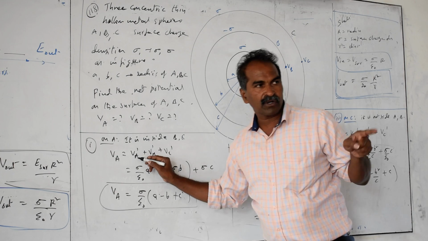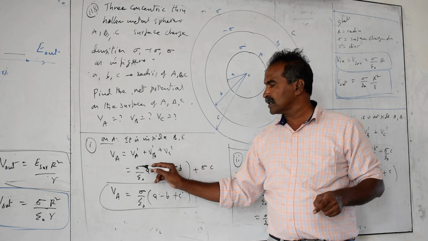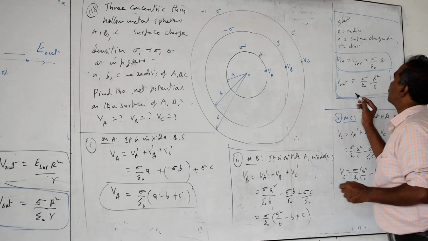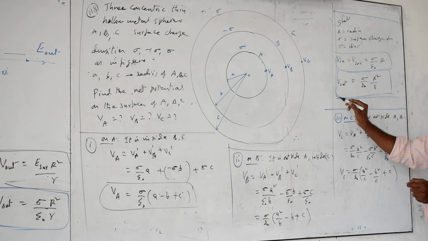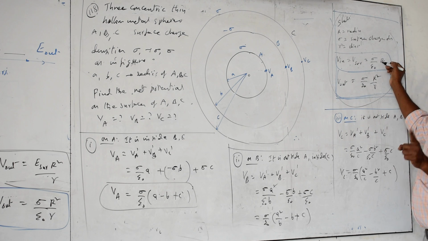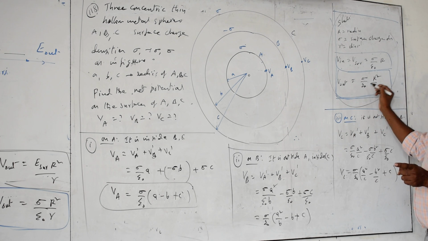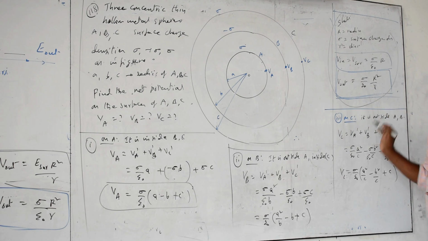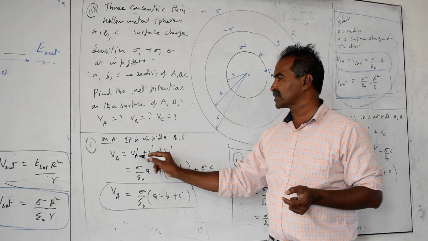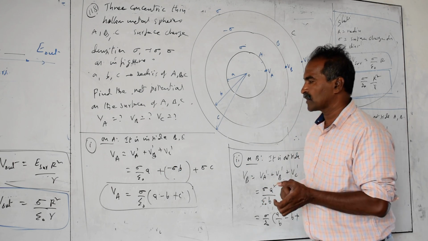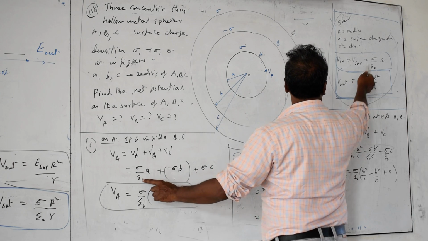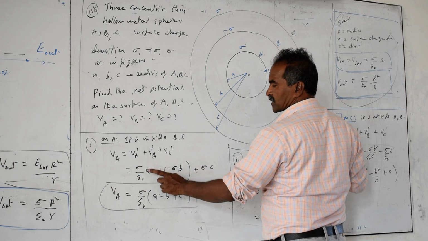The potential because of A is on the surface, which is sigma by epsilon into a. Once again, I will come back to the formulas we are going to use here. V inside and V surface is sigma by epsilon into its radius. V outside is sigma by epsilon into its radius square by the distance. This point is on the surface, and this is inside the radius. Surface and inside are the same. So for the first one, we get sigma by epsilon naught into its radius.